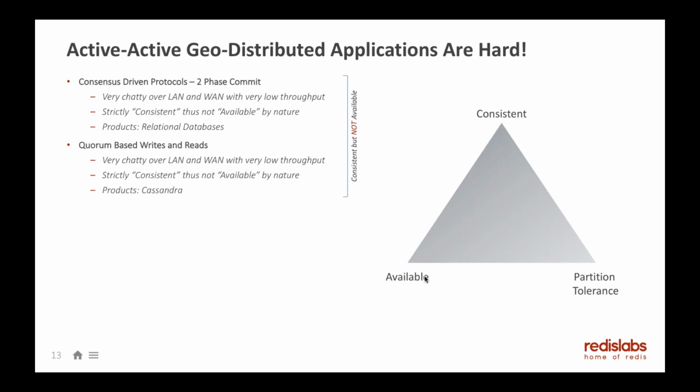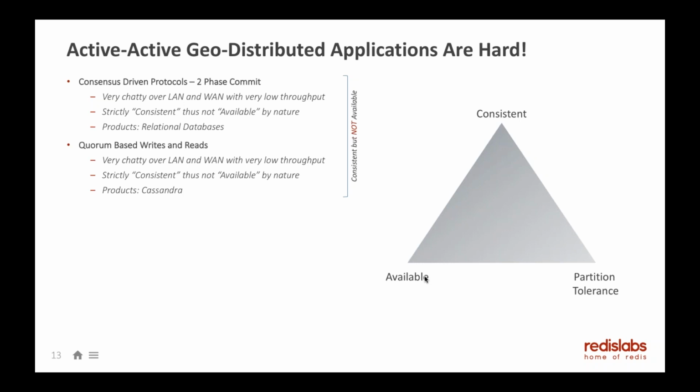So let's take a look at a couple of the techniques people have used in the past to solve geo-distribution across multiple data centers across the WAN. Now, one of the techniques that's been around for a long time is a consensus-driven protocol called two-phase commit. Many of the relational databases have used these techniques. I've worked in the past on two-phase commit myself.